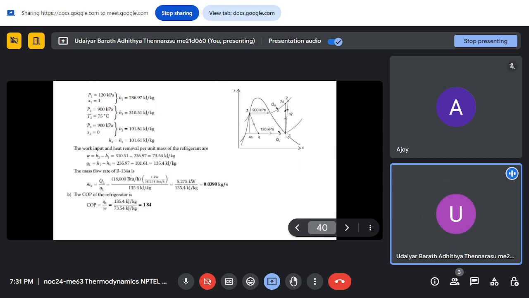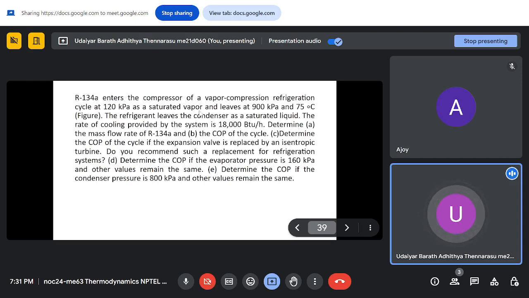So you have isentropic compression, then you have isobaric heat rejection, and then you have an isenthalpic process across the valve, and then 4 to 1 is again heat addition, or you can say that is the evaporator where you pick up heat from the space where you have to cool. 4 to 1. So this is how the cycle looks. At state 1 they have given it is at 120 kilopascal and saturated vapor, and it is leaving at 900 kilopascal and 75 degrees Celsius.